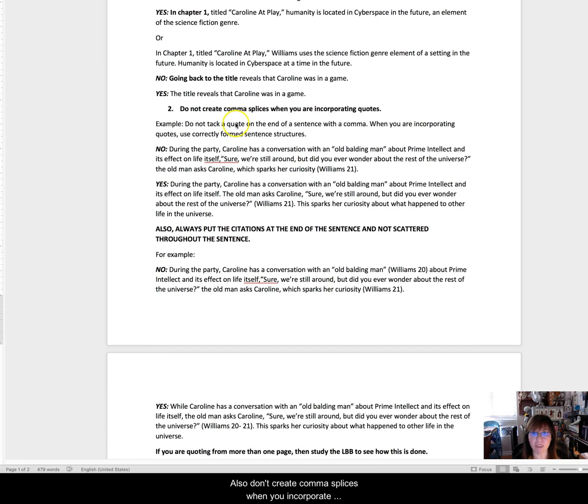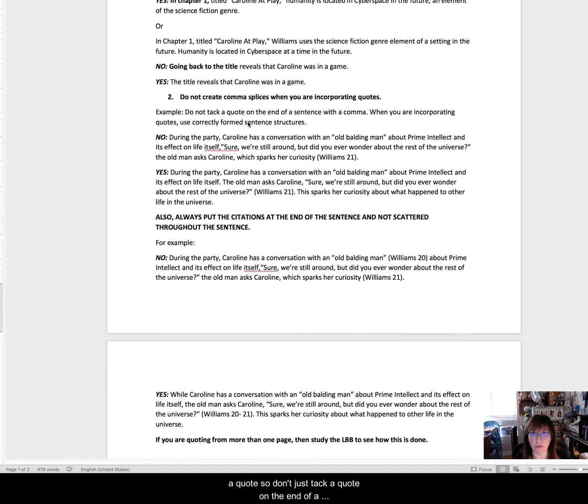Also, don't create comma splices when you're incorporating quotes. So don't just tack a quote on the end of a sentence with a comma. When you're incorporating quotes, use correctly formed sentence structures. So this is not the way to do it. We have a sentence here, and then a quote is kind of tacked on there with no real structure. It says, "During the party, Caroline has a conversation with a balding old man about prime intellect and its effect on life itself, sure, we're still around." See how awkward that is? This should have been broken up into several pieces.